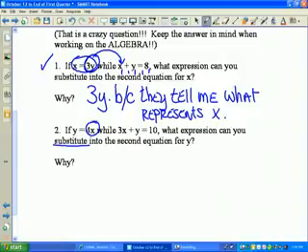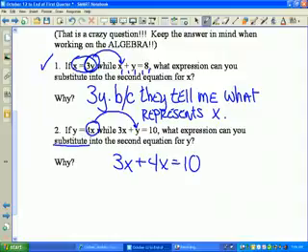So since y equals 4x, I'm going to substitute that 4x in for that y. So if I did this as an equation, it would look like 3x plus 4x equals 10. So now it looks like I'm solving for what variable? Hopefully you said x, because I have 3x's over here, I have 4x's over there. If I continue on, I'm actually solving for that variable x.